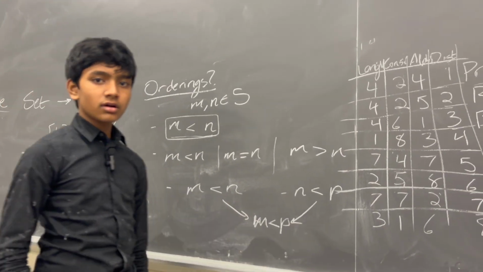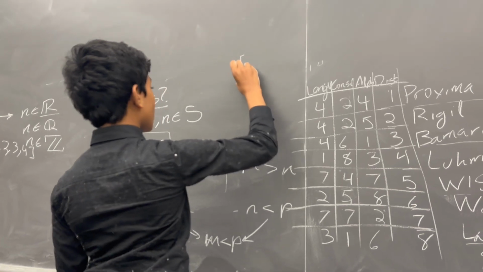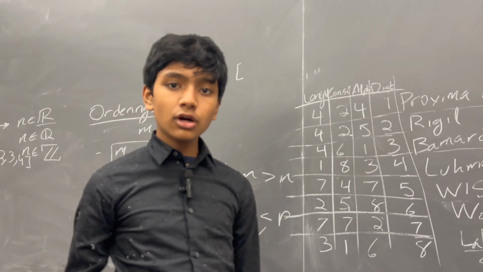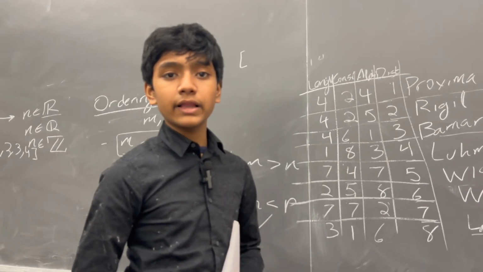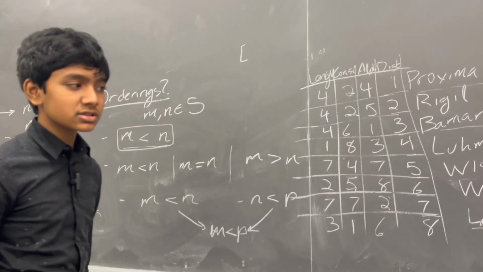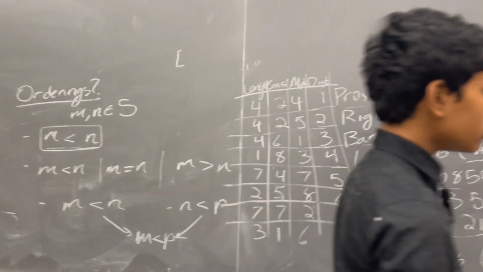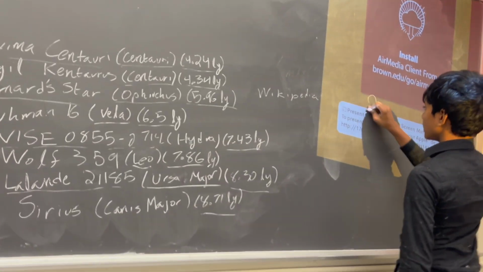And this can work within, for example, a collection of other sets as well. We could order them by how many elements they have, or how big the sum of their elements is, or anything else. It doesn't matter. So that's what an ordering is.